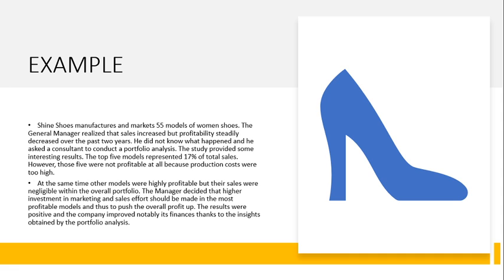The top 5 models had used so many resources, but their profit percentage was only 17. All the other models had very low cost of production, but their overall profit ratio was lower. So the manager decided that higher investment in marketing and sales efforts should be made in the most profitable models, to push the overall profit up.